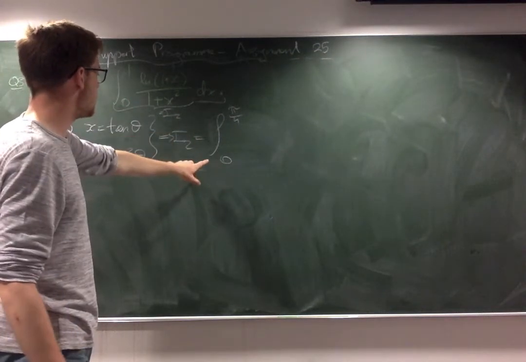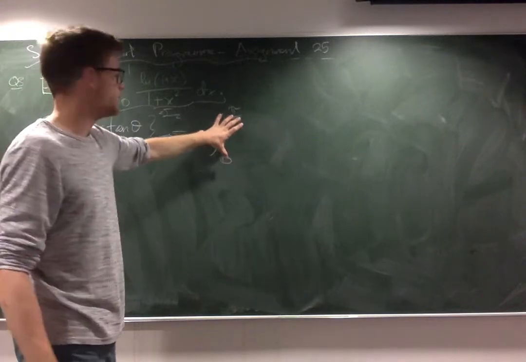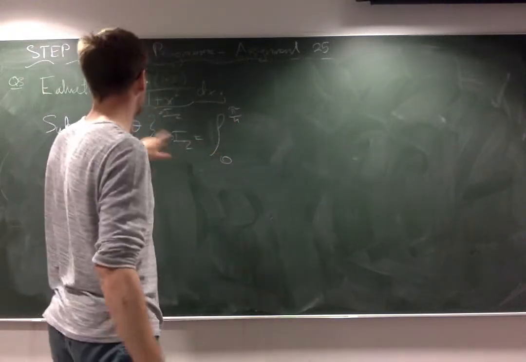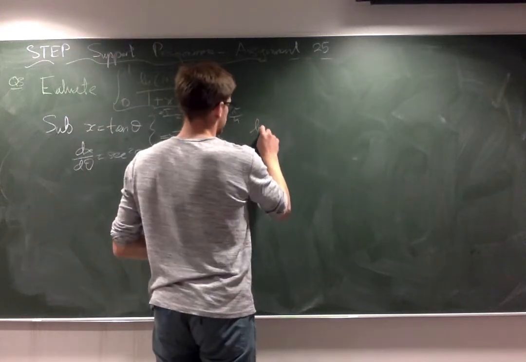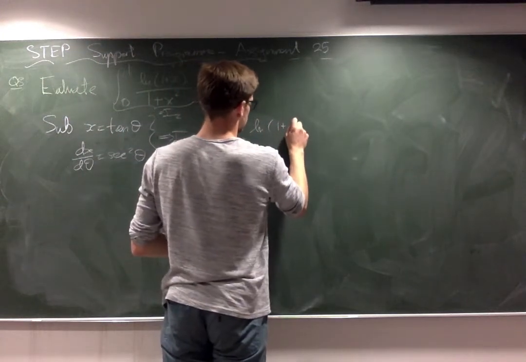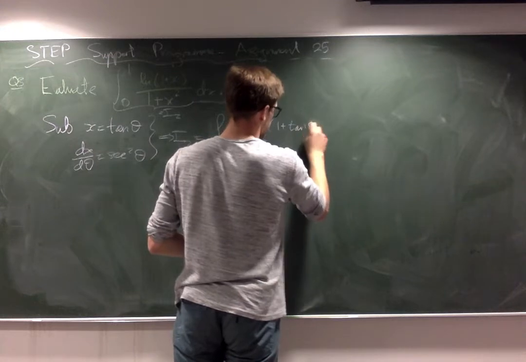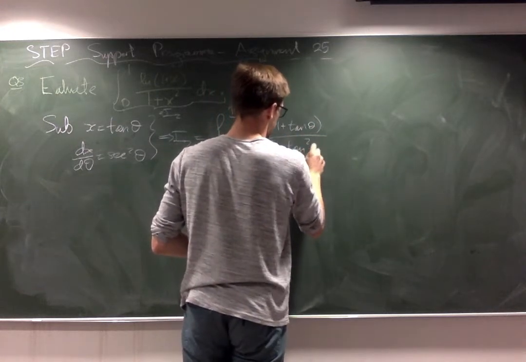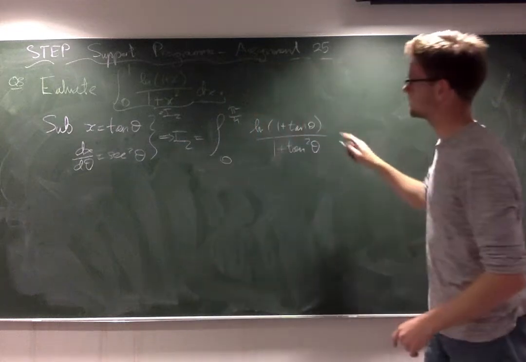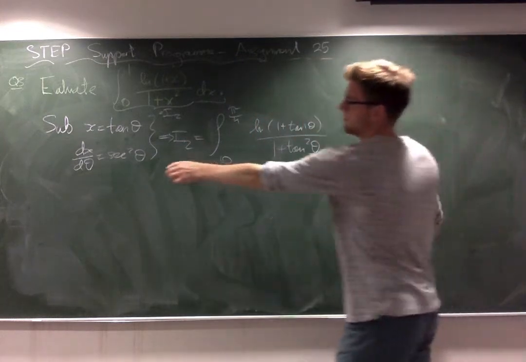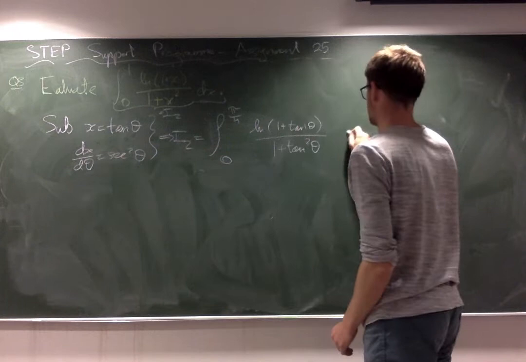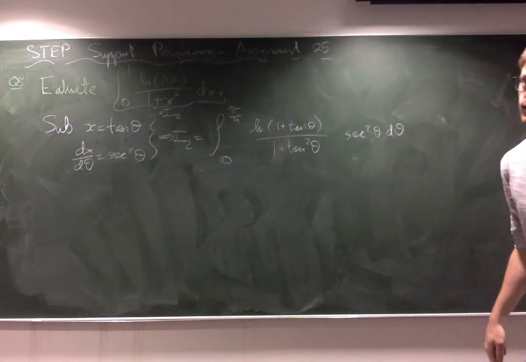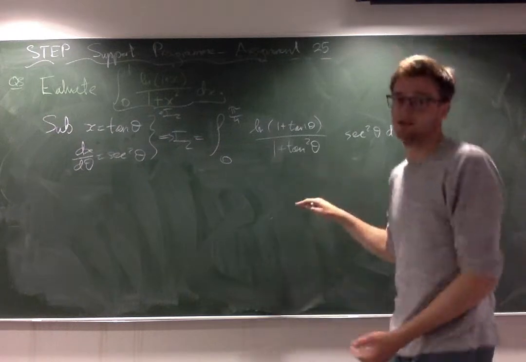So we get nice limits, and we're now looking pretty happy because this is exactly what we had before. On the top we've got ln 1 plus tan theta now, because that's what x is. On the bottom we've got 1 plus tan squared theta, because that's 1 plus x squared. And then we've got to remember our sec squared theta d theta. And now we're looking really good because 1 plus tan squared theta is sec squared theta.